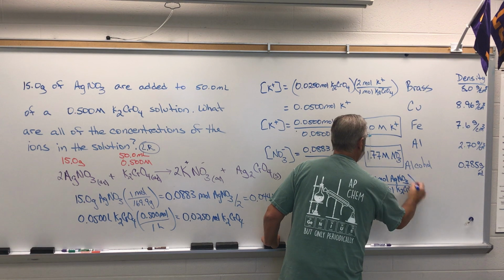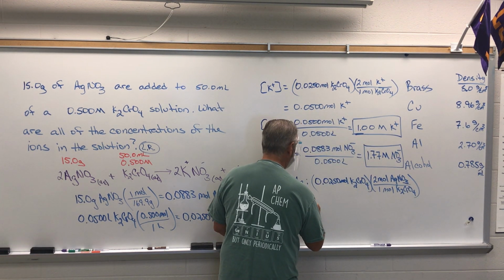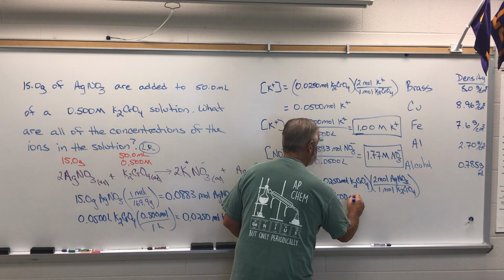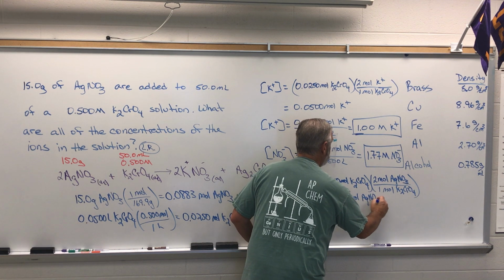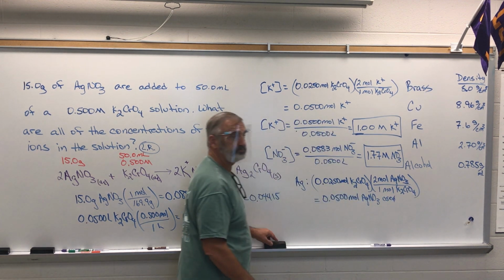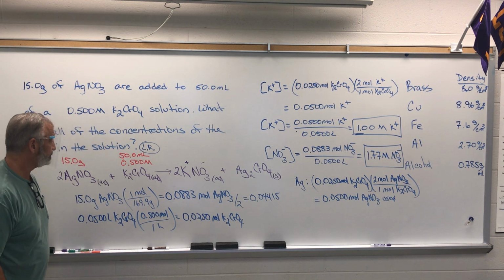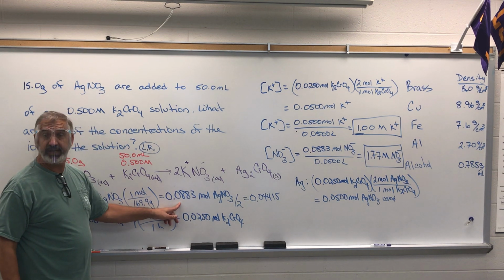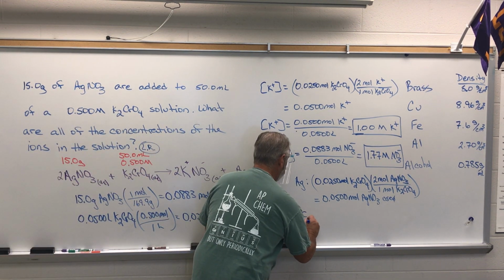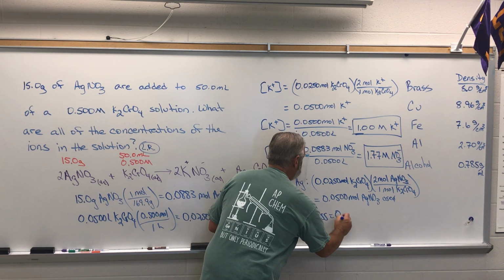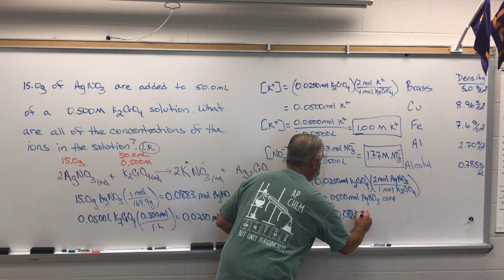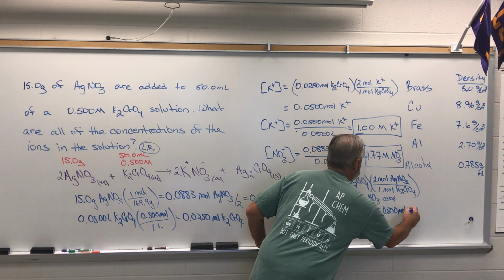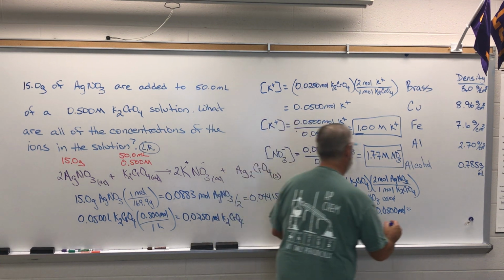K2CrO4. Okay? So obviously I'm multiplying by 2, so it's going to equal 0.050 moles of AgNO3 used. Right? Well, how many moles of silver nitrate do I start with? 0.0883. So my excess is 0.0883 minus the 0.050, which is equal to 0.0383.